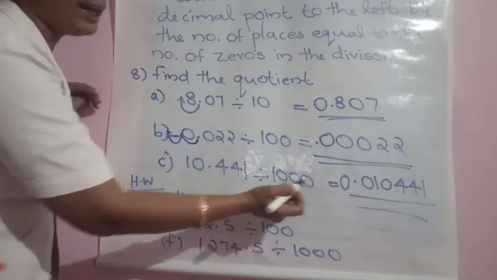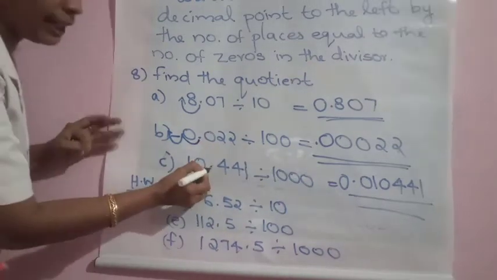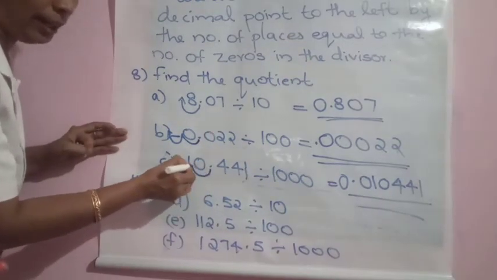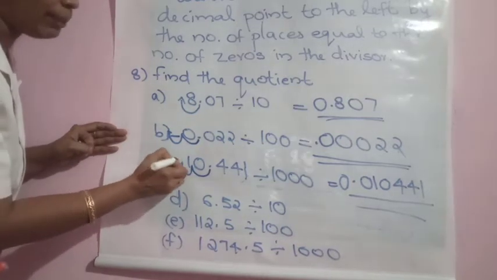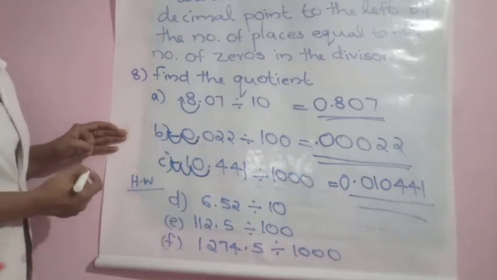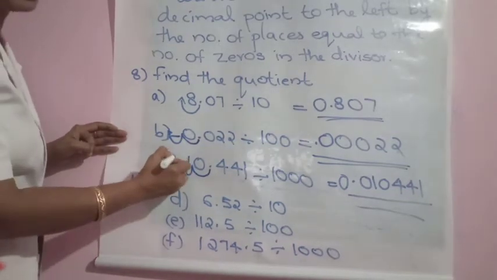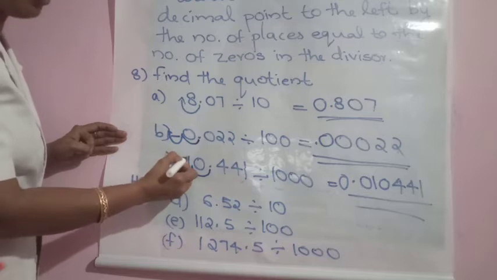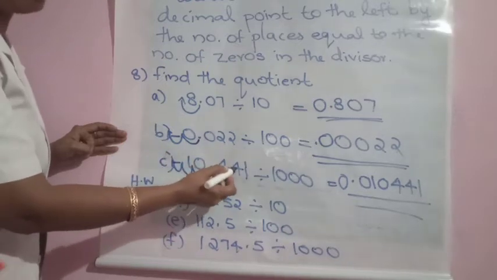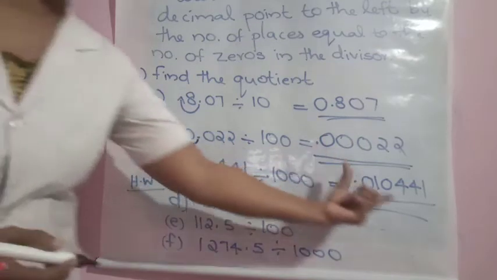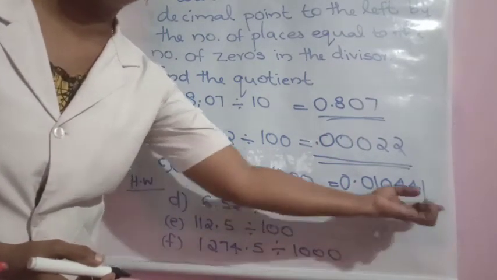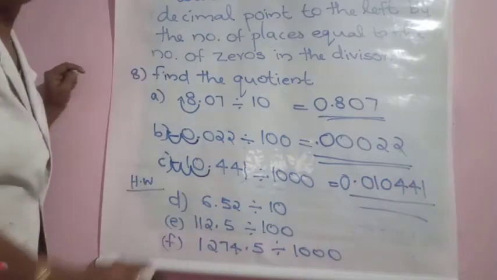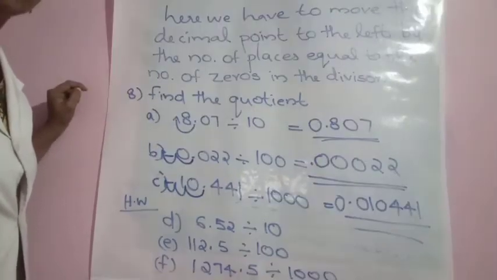See, the question is 10.441 divided by 1000. Teacher is moving the decimal to this side, 1, then 2, but teacher needs one more and it is missing. So what do we do to fill the missing digit? We have to put one 0 there. So 0, 1, 0, 4, 4, 1 is our answer: 0.010441. Now do the 3 homework questions yourself. Try yourself, all of you. Then only you can go through the same. Is it clear? I think so.